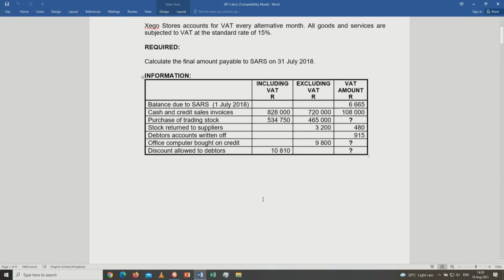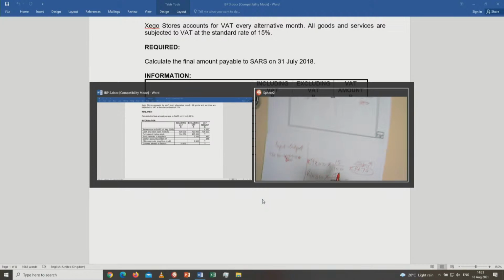Then let's look at the question again. Discount allowed to debtors. When we allow debtors a discount, the business loses. The money goes out of the business. Therefore, we must charge input VAT. But this amount here of 10,810, they say it is inclusive of VAT. If the amount is inclusive of VAT, you divide by 115 and then you times by 15. That is why we divide by 115, and then we multiply by 15.